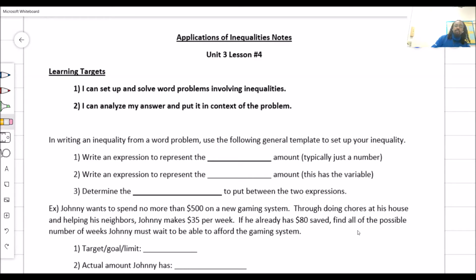Okay, in writing an inequality from a word problem, use the following general template to set up your inequality. So, write an expression to represent the target amount, or the target or goal or limit. That's what we're going to set up first, the target. Then write an expression to represent the changing amount. This is what we're starting with, and it'll usually have a variable there. And then we're going to determine the sign to put in between it. And in this case, we're going to talk about an inequality sign.